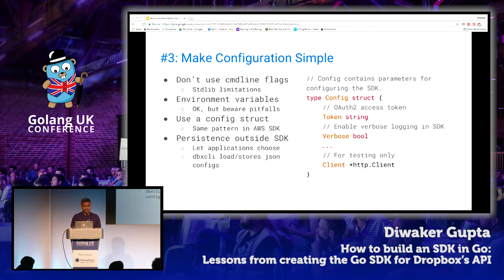The other thing I would recommend is to not have any persistence capability in the SDK. So the SDK should not be in the business of saving configuration to disk or reading it from the disk. It should just have an option to pass in configuration when you initialize the SDK, and then applications should handle all of the persistence. This is what the DBX CLI does, where it stores the configuration information in a JSON file, loads it when it starts up, and passes it through when we initialize the SDK.